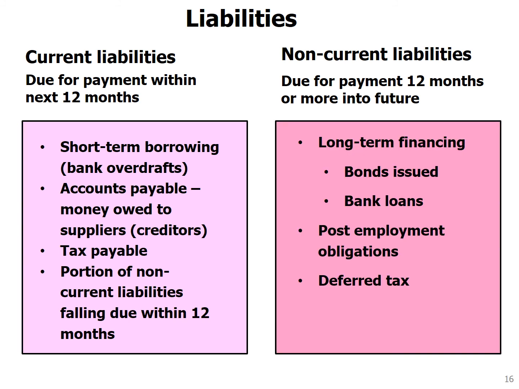Non-current liabilities are largely comprised of the following. Bonds that the firm has issued, and these bonds are issued to financial institutions such as fund managers and insurance companies, bank loans, long-term, medium-term loans from banks. Post-employment obligations are net liabilities associated with a firm's pension plans, and deferred tax, which are taxes that the firm owes, but where payment is not due in the next 12 months.